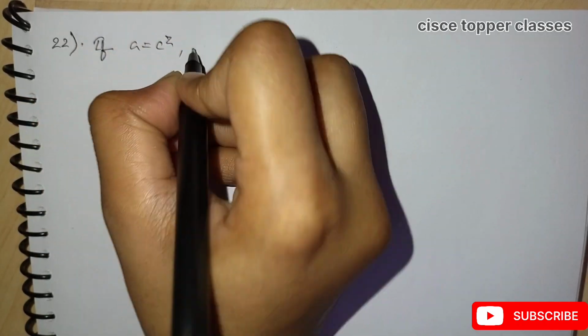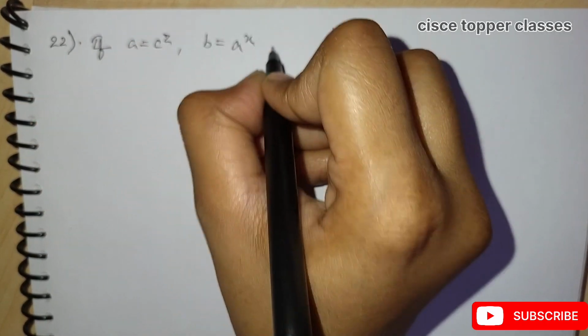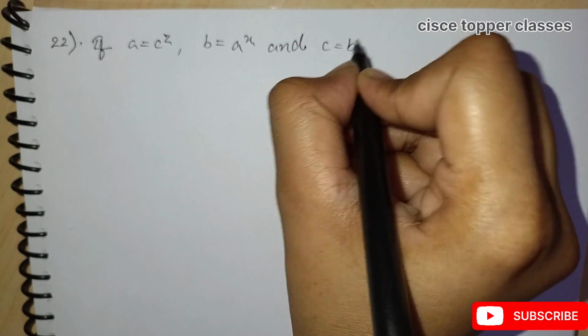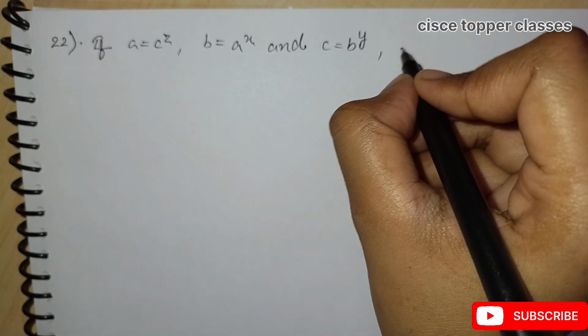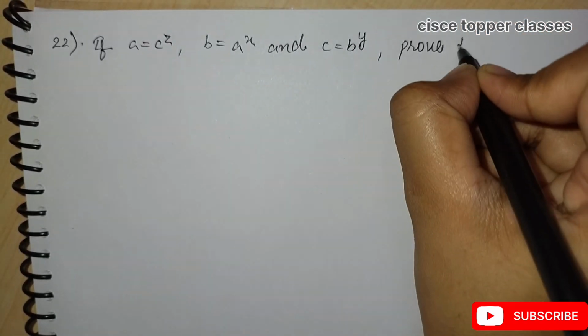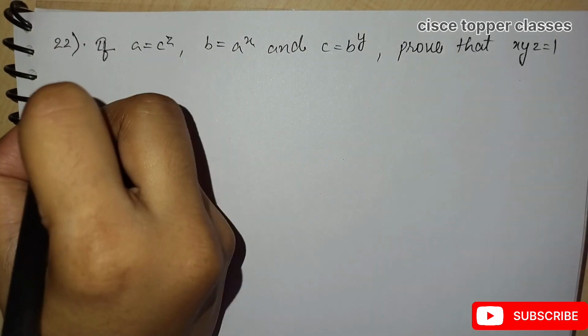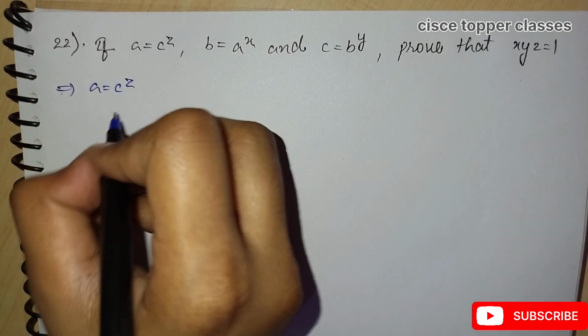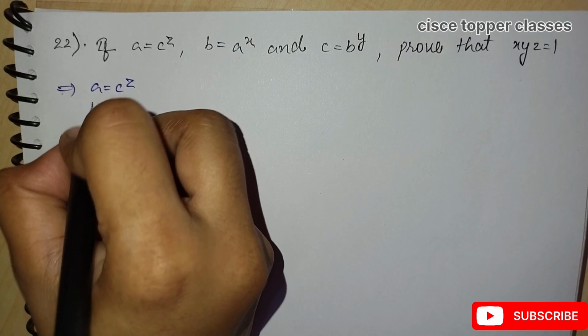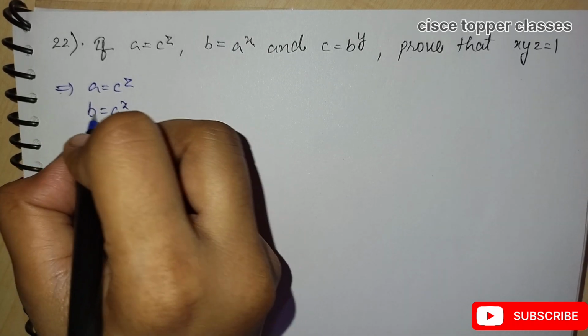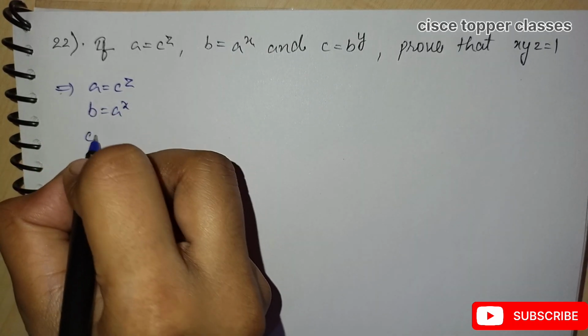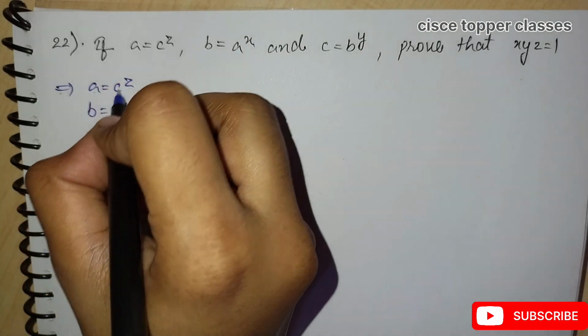Now let us solve question number 22. Here it is: if A is equal to CZ, B is equal to AX, and C is equal to BY, then we have to prove that XYZ is equal to 1. So from here, A is equal to CZ, B is equal to AX, and C is equal to BY. Firstly, we will write A as CZ.